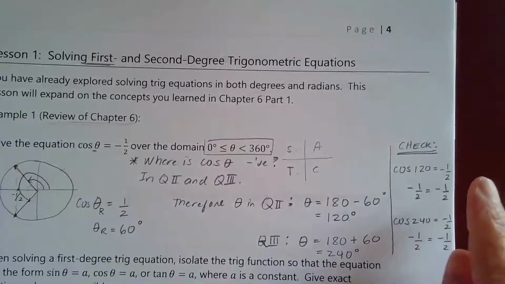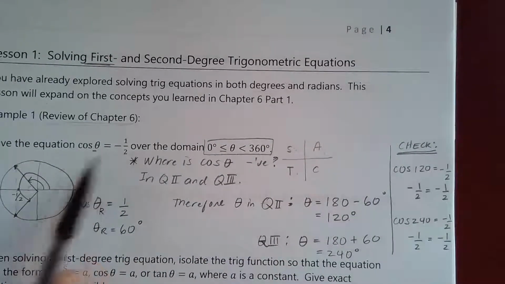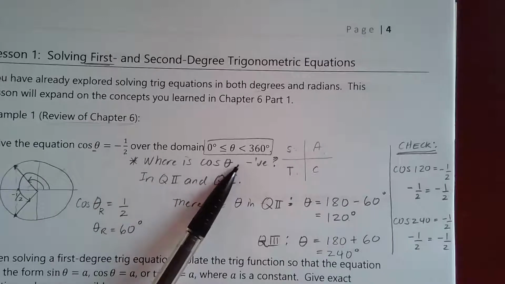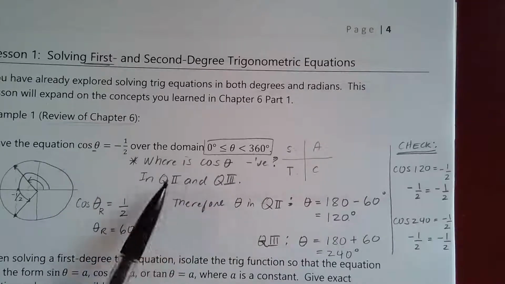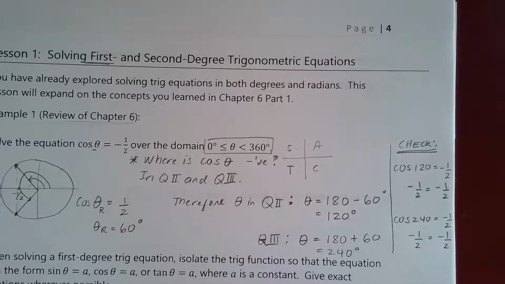Okay, so just to review this part, we take a look at cosine of theta equals negative 1/2. We figure out where cosine is negative. We figured out it's going to be in quadrants 2 and 3. That shows us there could be a few solutions.